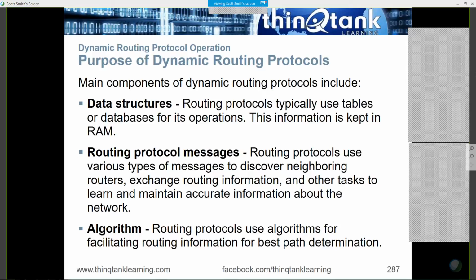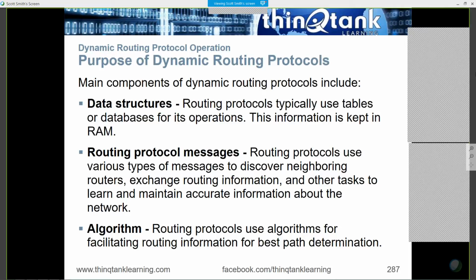This slide is kind of depicting the process of maintaining that information. We have data structures, we have routing protocol messages, and we have our algorithm. So let me break down the three differences here between a data structure, a routing protocol message, and an algorithm. And I'll try and do it in a way that is kind of easy to understand.